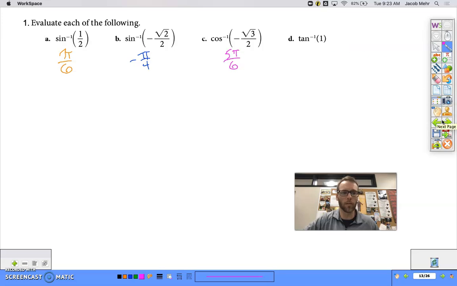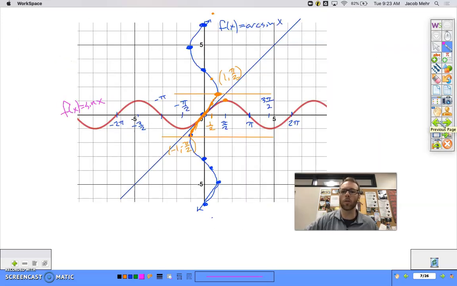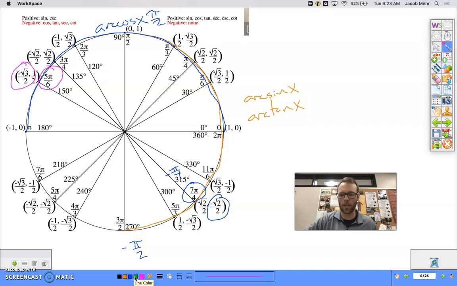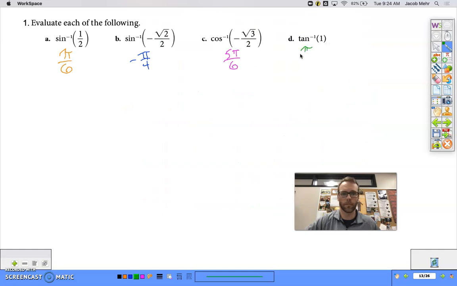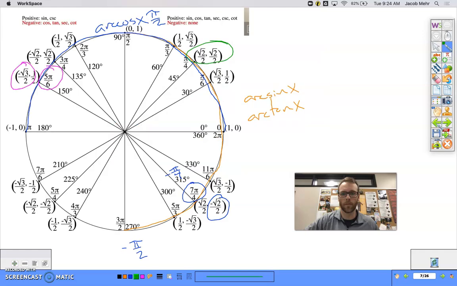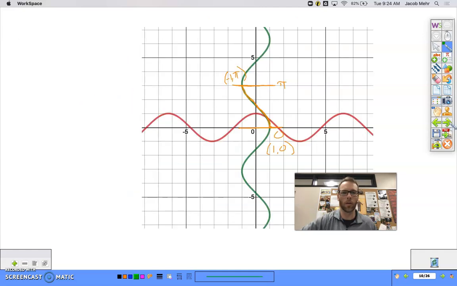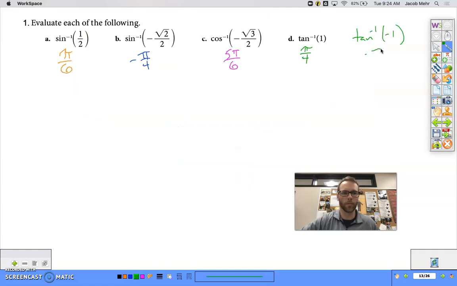Inverse tangent of 1. Where is the tangent equal to 1? We know that we're restricted to the right half, and that's going to happen right here, which is at pi over 4. Now, if I asked for the inverse tangent of -1, that would be down here again. However, are we going to give 7 pi over 4 as our answer? Not for arctangent. It's got to be negative pi over 2 to pi over 2. So that would have to be negative pi over 4.